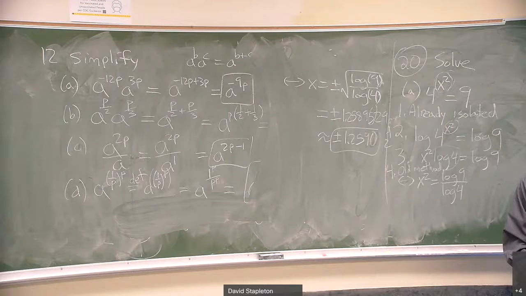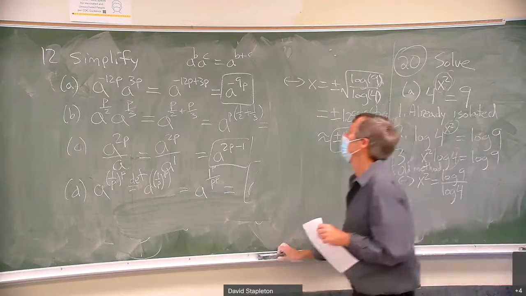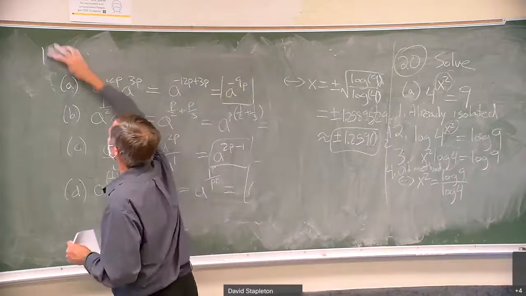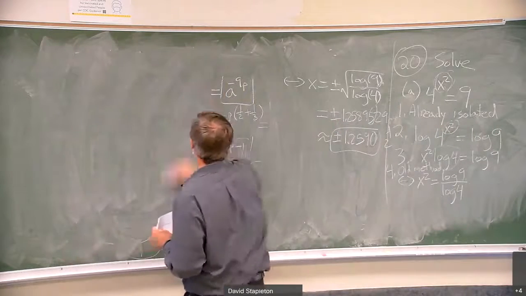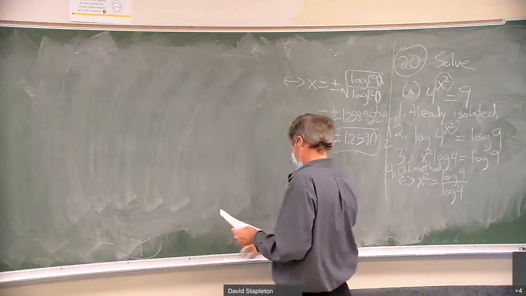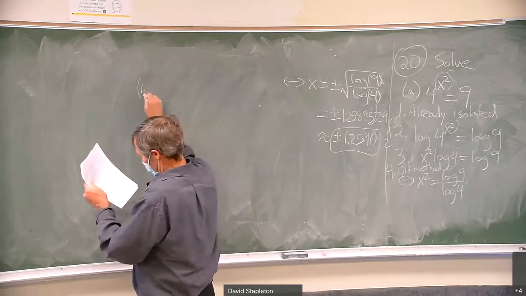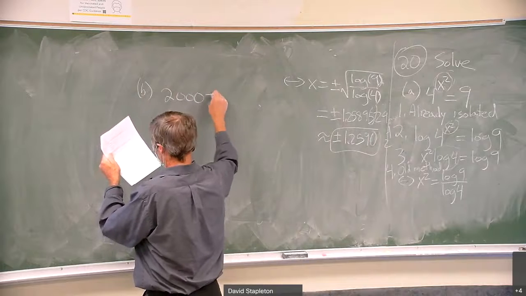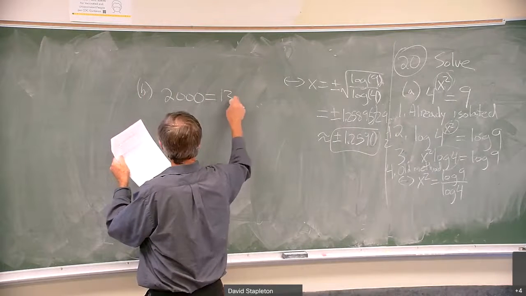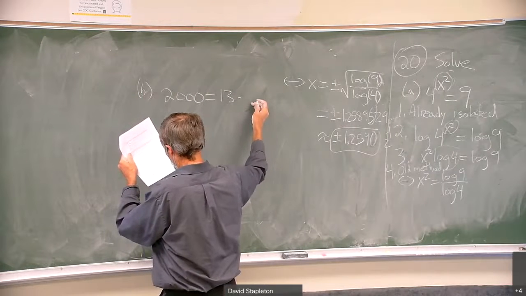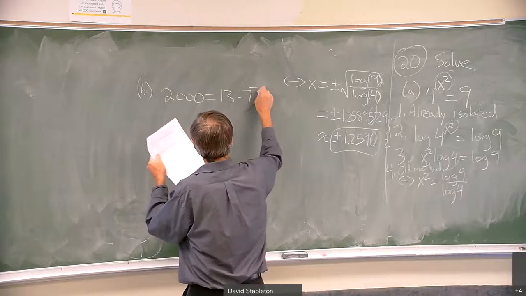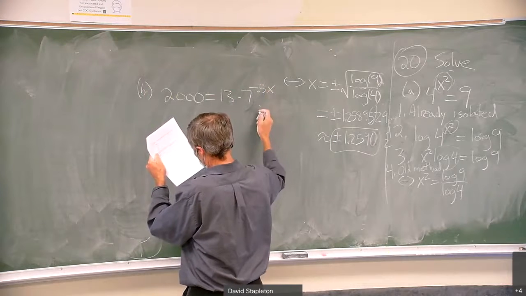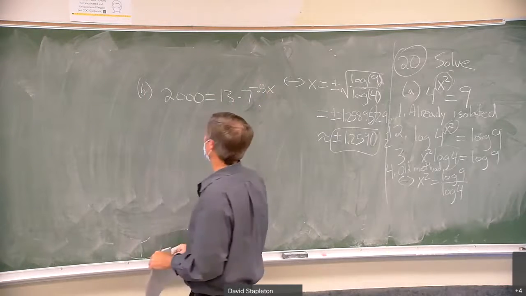All right, and then there's part B. So suppose I want to solve this one: 2,000 equals 13 times 7 to the minus 0.5x. How do I solve that?